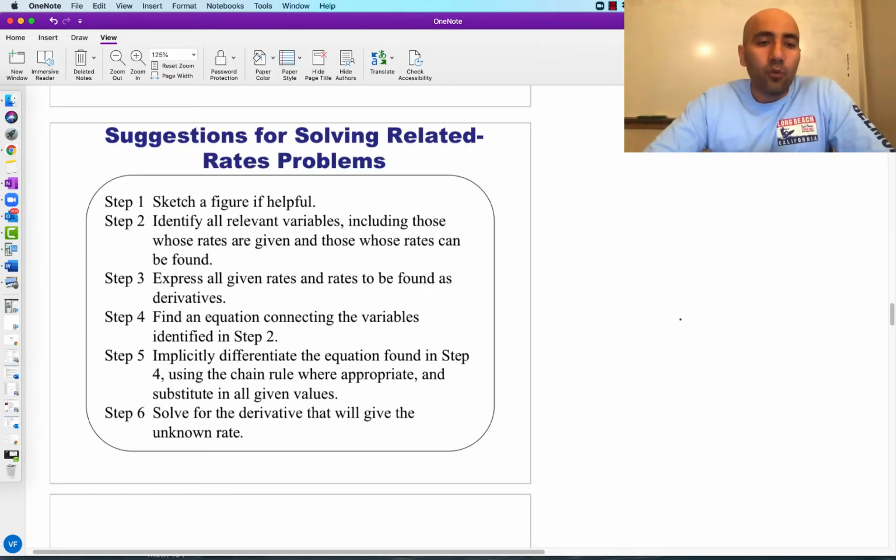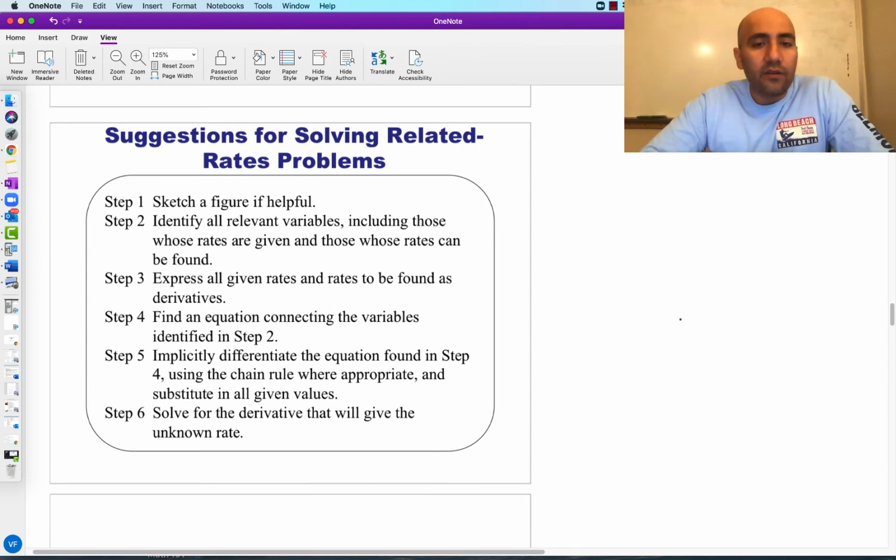Then step one, sketch a figure if helpful, right? Draw a little something. It doesn't have to be a great work of art, just the key points. You know, you can draw a dot to represent a plane or a little box to represent a car. Just something that describes the word problem.